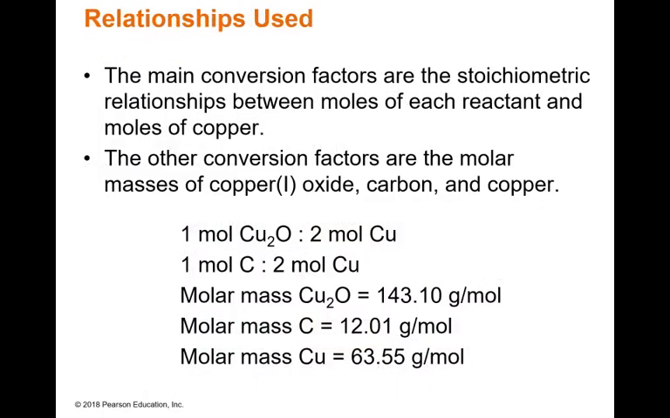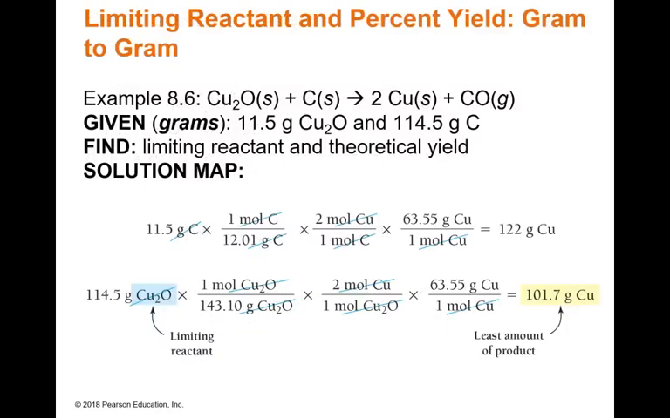To solve this, we use the following relationships. Molar masses: Cu2O is 143.10 g per mole, C is 12.01 g per mole, Cu is 63.55 g per mole. Mole ratios: 1 mole of copper(I) oxide produces 2 moles of copper. 1 mole of carbon also produces 2 moles of copper. We apply these ratios and masses to calculate how much copper can be made from each reaction.